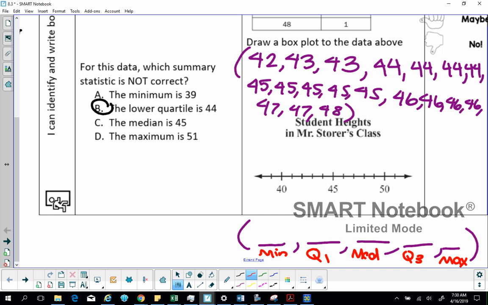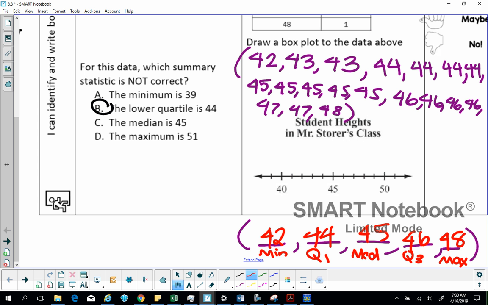All right, what did you get as your min? Kamar. My min was 42. Perfect. Connor, what did you get for Q1? 44. Beautiful. Betsy, what did you get for your median? 45. Jasmine, what did you get for your Q3? 46. And then Connor, what did you get for your max? 48. Perfect. Beautiful. We all got that?